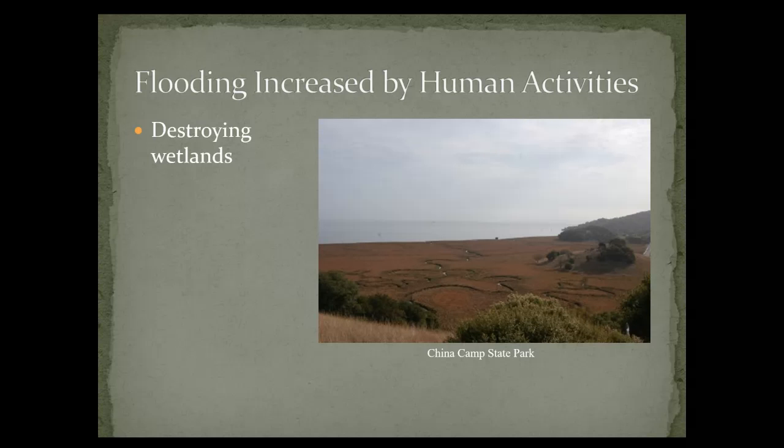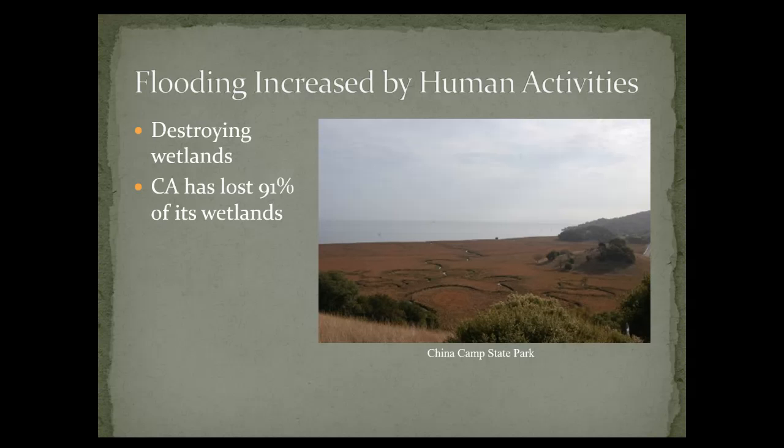But what we did for years, we thought wetlands were just wasted land. So we filled them in, or we built levees to keep the water out so we could turn it into agricultural land or development. But destroying the wetlands has a very big impact. California has lost 91% of our wetlands. They're very, very productive ecosystems, as productive as a rainforest.